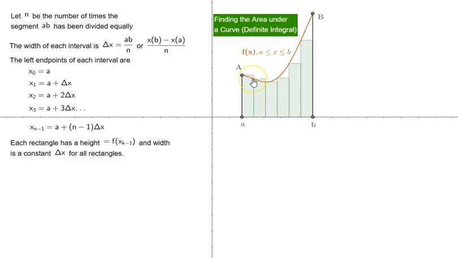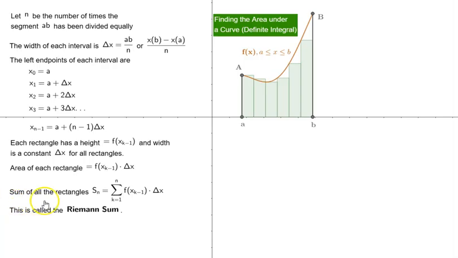This is f of x sub 1. This is f of x sub 2 and so on. So length into breadth will give us the area of the rectangle. Now area of each rectangle is equal to f of x sub k minus 1 times delta x. Now we sum it up. So sum of all the rectangles, let's say S sub n, is equal to summation of k equal to 1 to n of f of x sub k minus 1 times delta x. And this is called the Riemann sum.